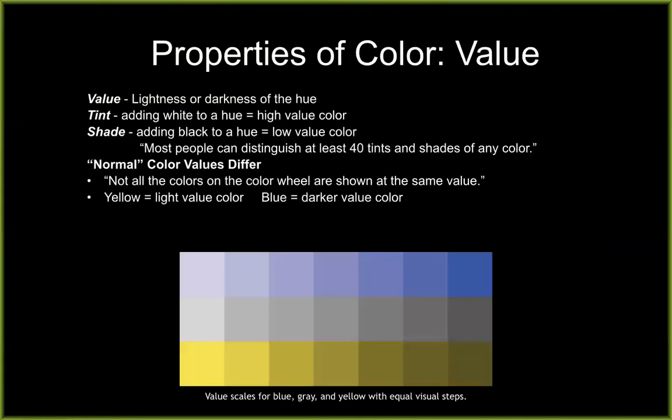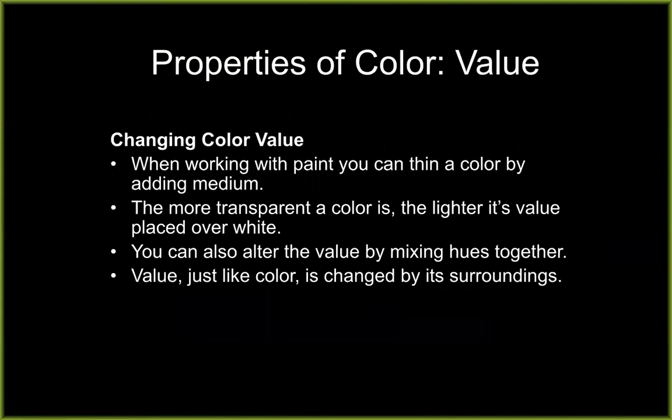Some of the properties of color are value. So value is the lightness or darkness of the hue. If you add white to a hue, you get a higher value color or a tint. And if you add black to a hue, you get a lower value color or a shade. And normal color values differ. Just keep those things in mind.